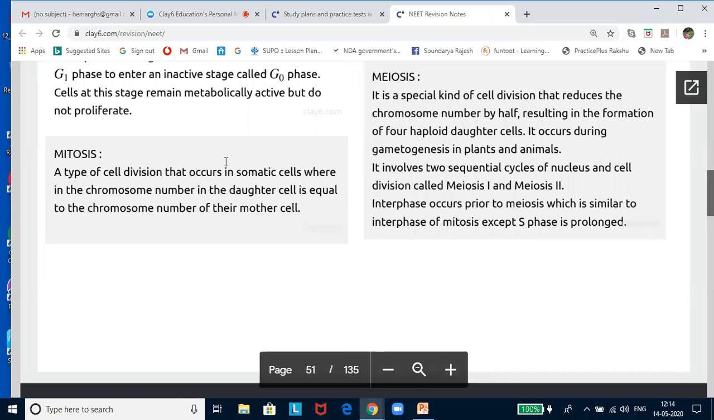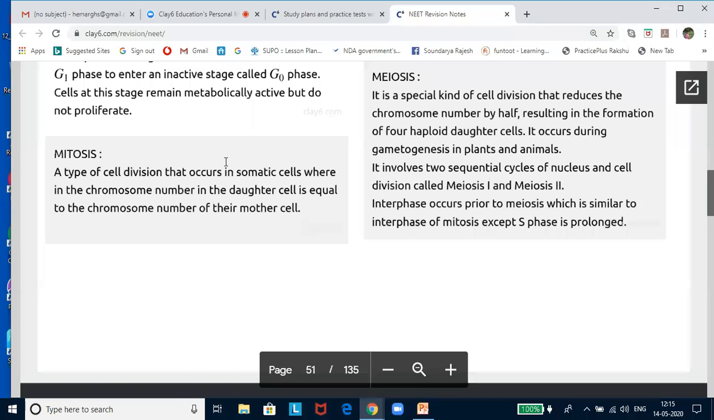Now there are three kinds of cell division, namely amitosis, mitosis, and meiosis. Amitosis is a simple type of cell division where the cell contents, including the nucleus, divide into two equal halves by an inwardly growing constriction in the middle of the cell. And this type of cell division is common in prokaryotes.